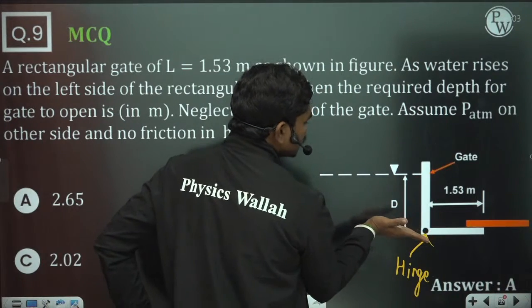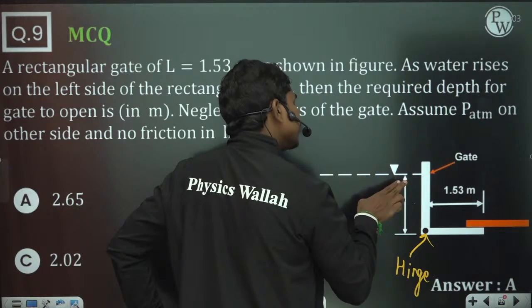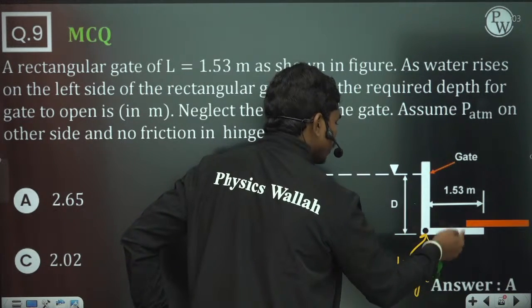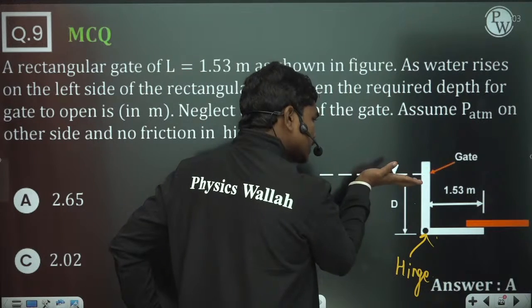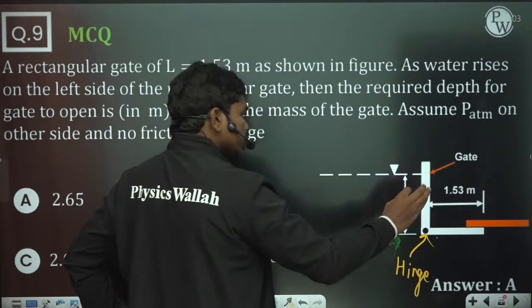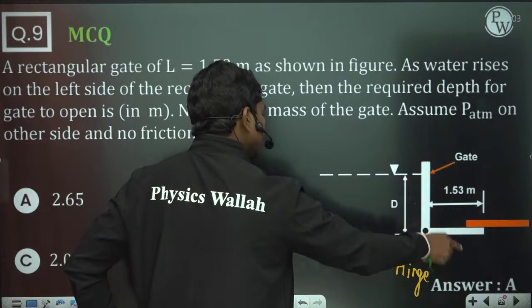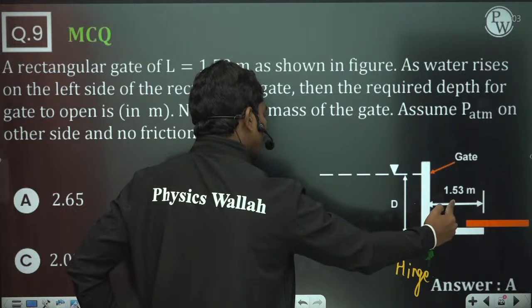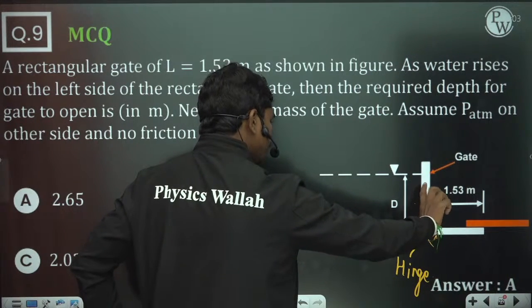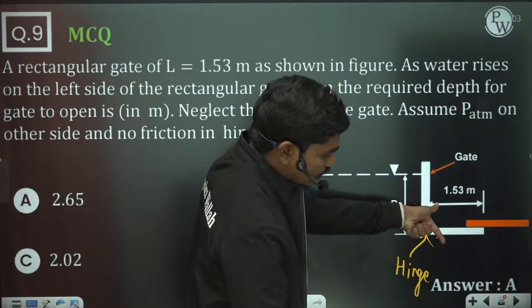So first of all, as water level increases, definitely hydrostatic force on this vertical face increases. Of course, hydrostatic force on this horizontal plate also will increase, because as this liquid level is increasing, the pressure at this location will also increase. But at one particular location, definitely the hydrostatic moment on this vertical portion will exceed the hydrostatic moment due to this horizontal plate, and this plate will actually take a turn about this hinge.